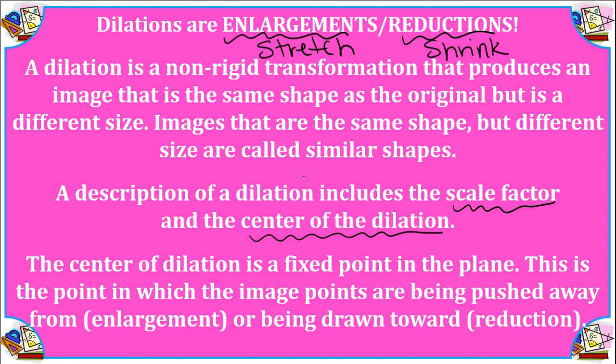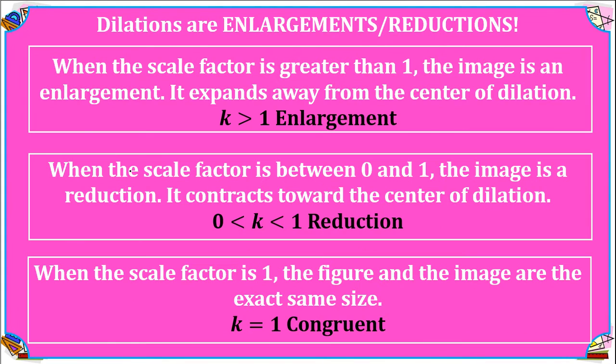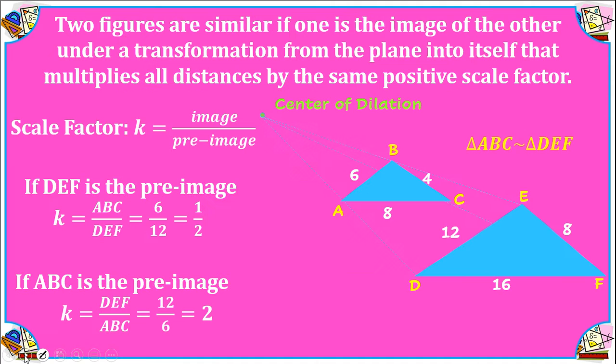So we have two parts to dilations, the scale factor and the center point of dilation. Now the scale factor, we use the variable k to represent the scale factor. So if our scale factor is more than 1, then we are enlarging our pre-image. If our scale factor is between 0 and 1, such as 1/2, 1/3, 2/5, then we call it a reduction, and it is shrinking. Of course, if the scale factor is 1 and you're just multiplying everything by 1, you get the exact same size and shape of the pre-image.